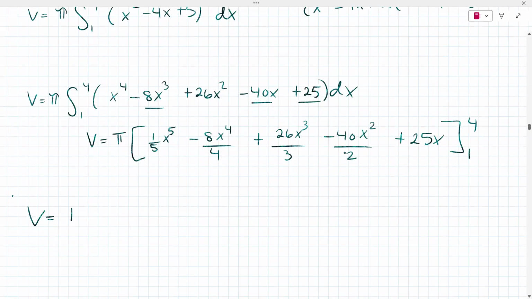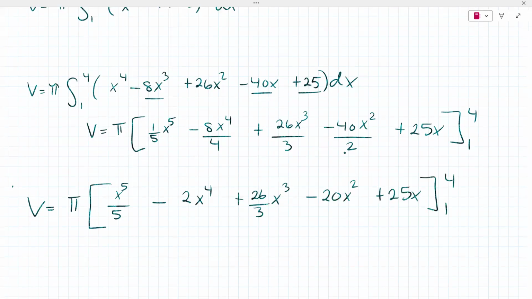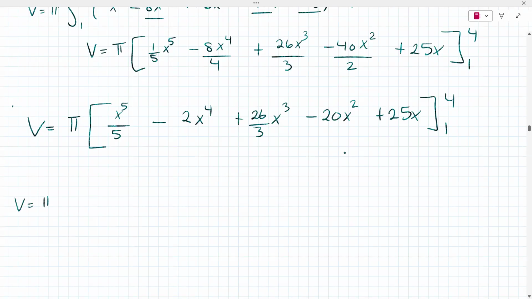The volume is pi, and I guess we can clean this up. 1/5 x to the 5th is really x to the 5th over 5, minus negative 8x to the 4th over 4, that simplifies to negative 2x to the 4th. 26 over 3 x cubed, I'll just leave as it is. Negative 40 over 2 is negative 20x squared. 25x is just 25x. And then we're from 1 to 4. Okay, and then all you have to do is apply the upper minus the lower, right?